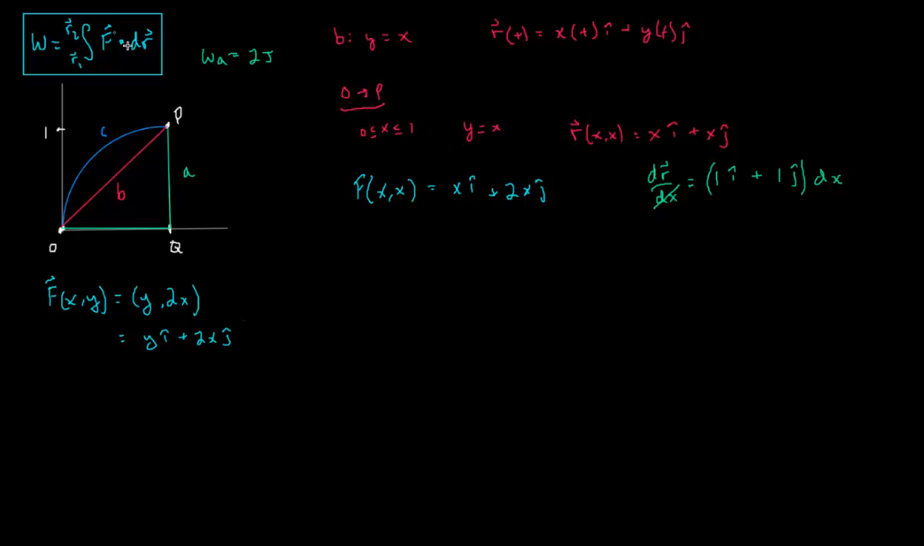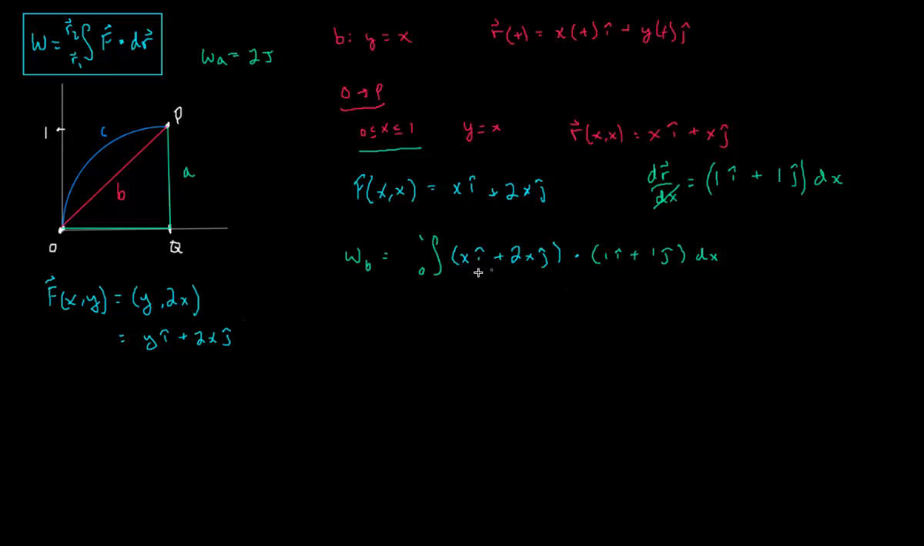Okay, so now I'm ready to write my equation for work. W_B is equal to the integral of (xi plus 2xj) dotted with (1i plus 1j), all of that dx. If I'm taking the integral with respect to dx, I need my limits of integration to reflect that. I've defined my x as between 0 and 1, so that's it, 0 and 1.